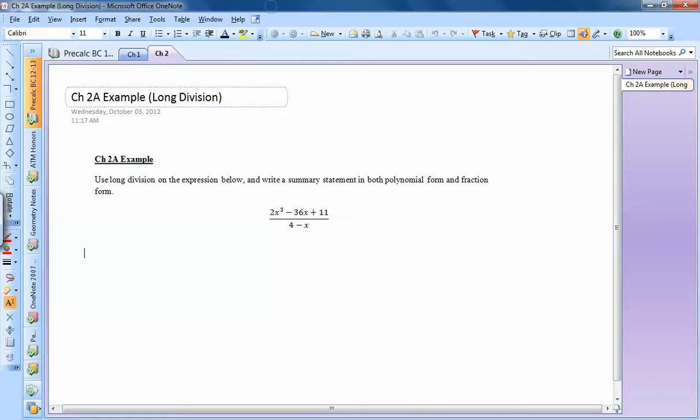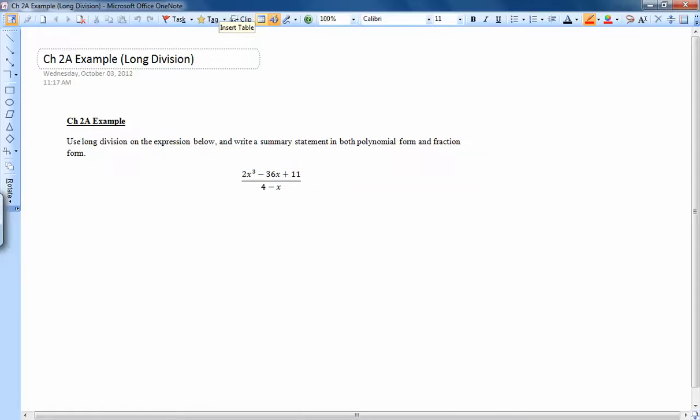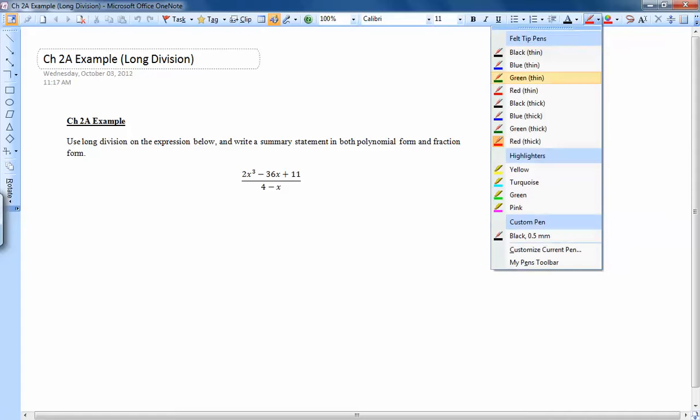So let's look at a long division example that's related to one of the problems in chapter 2a. In this one, we're going to divide 2x cubed minus 36x plus 11 by 4 minus x. And we're going to do this using long division.